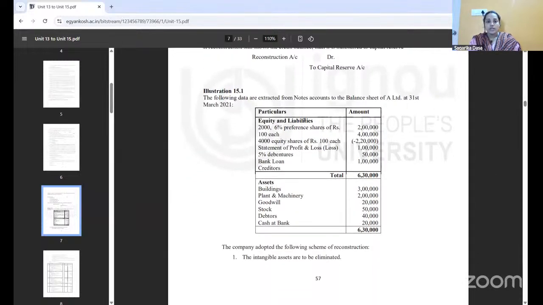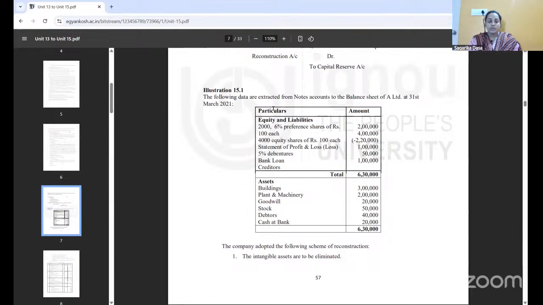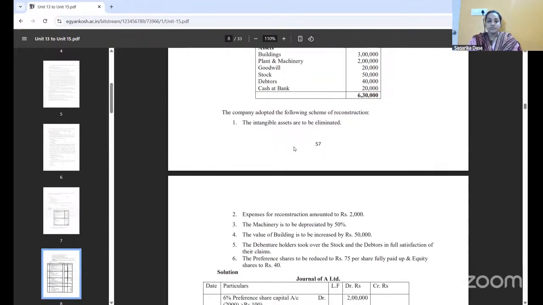Right. Let us see a problem on internal reconstruction. The following data are extracted from notes accounts of balance sheet of A Limited as at 31st March 2021. Liabilities and equity information is given, assets information is given to us. The company adopted the following scheme of reconstruction. Now here, when they mention scheme of reconstruction and nowhere they have mentioned that a new company is formed, hence it comes under internal reconstruction. అంటే ఇంటర్నల్ గానే వాళ్ళు చేంజెస్ చేశారు కాబట్టి దీన్ని scheme of reconstruction అని అంటారు.